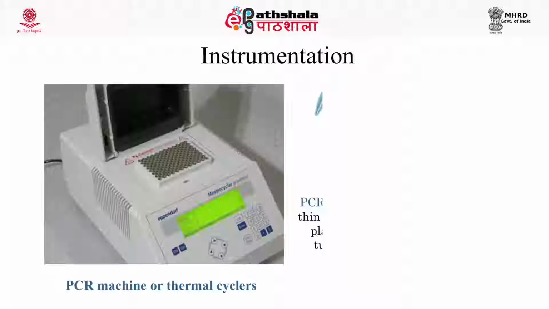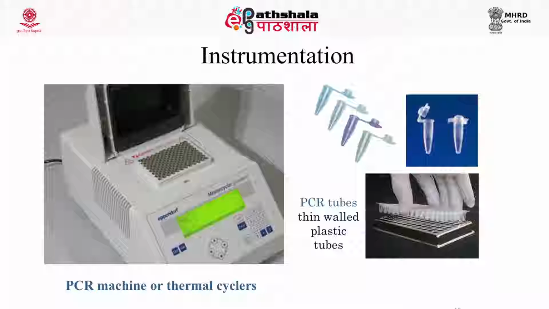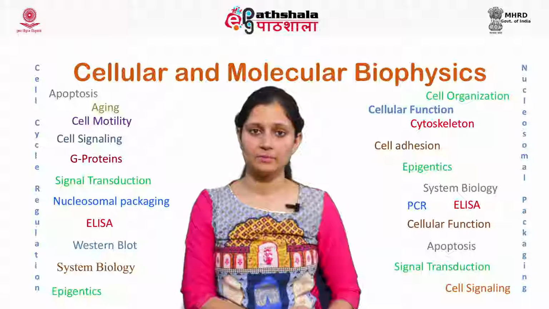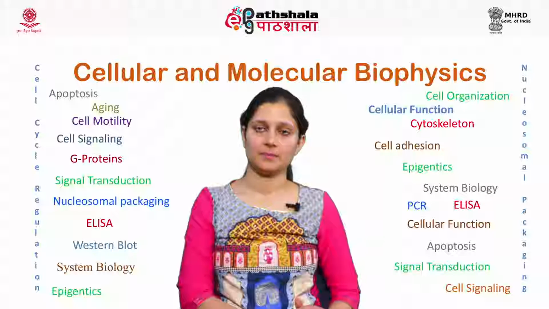In this picture, you can see an open thermal cycler or PCR machine, and you can appreciate the block in which the rise and fall of temperature takes place. PCR tubes are thin-walled plastic tubes which can be used for holding the reaction mixture in this block. Now let us discuss each component one by one and in detail.